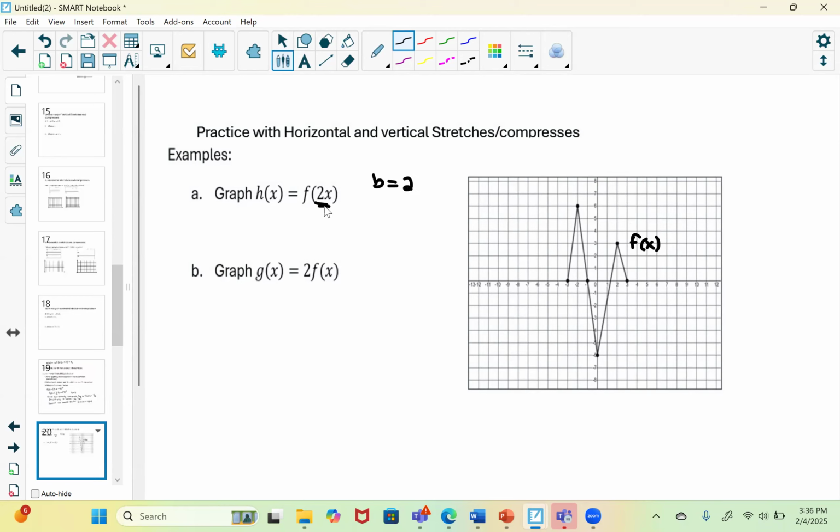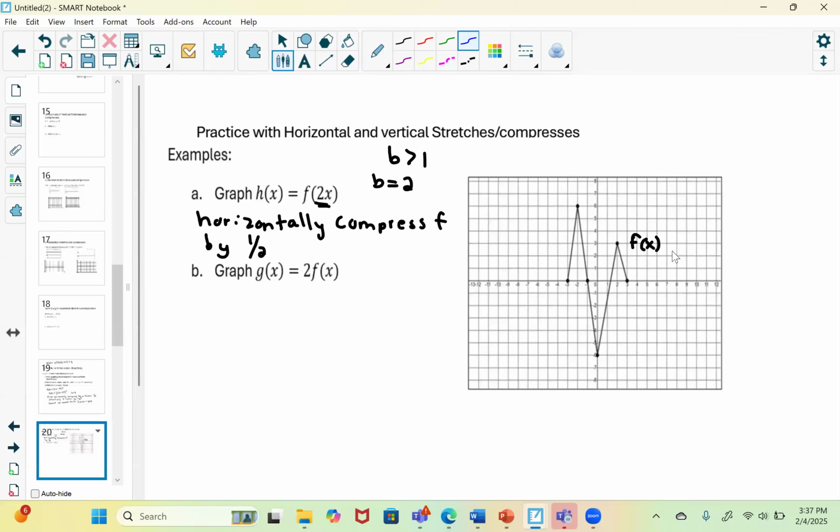And remember, it's always horizontal when it's inside, and it's a compression whenever b is greater than 1. So we're going to horizontally compress it. So compress f by, and then it's always 1 over b, so 1/2. Okay, so what does that mean? So what I'm going to do is look at each of the x values, multiply them by that compression of 1/2, and then plot it with the same y value.